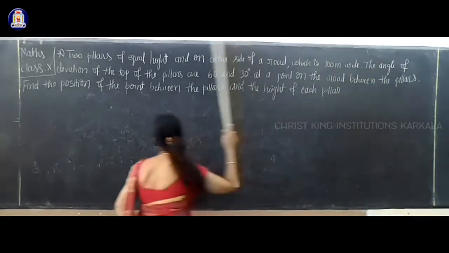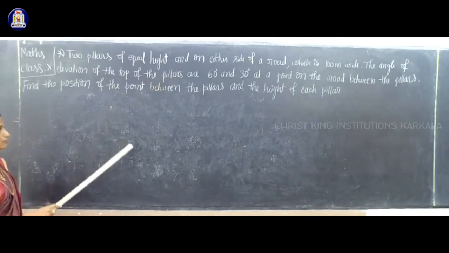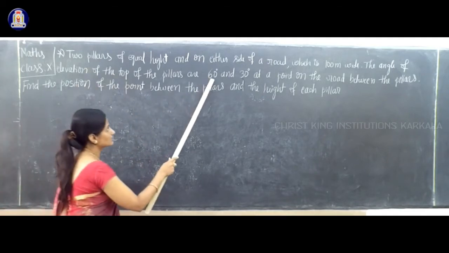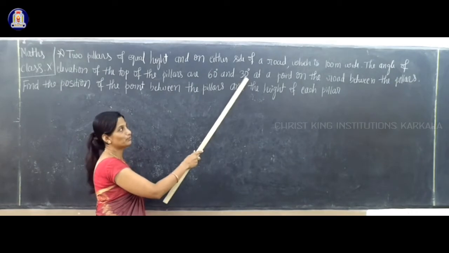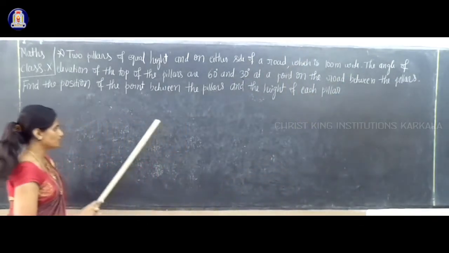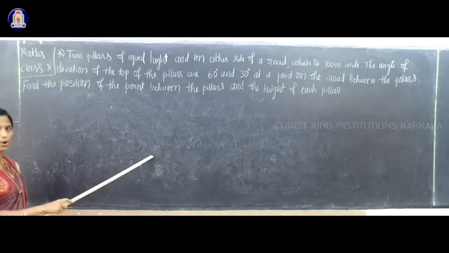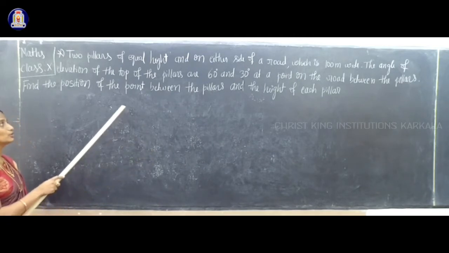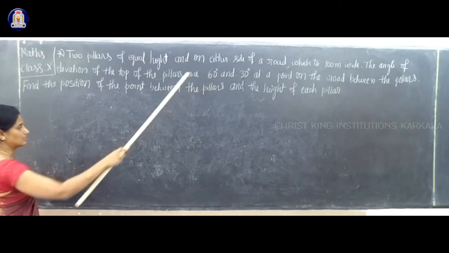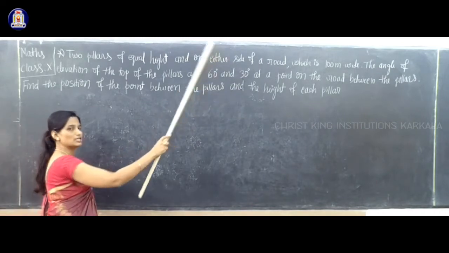The angle of elevation of the top of the pillars. These two pillars are at 60 degree and 30 degree from where? At a point on the road between the pillars. So that point is between those two pillars on the road. From this point to the top of the first pillar, the angle of elevation is 60 degree. From the same point to the second pillar, the angle of elevation is 30 degree.